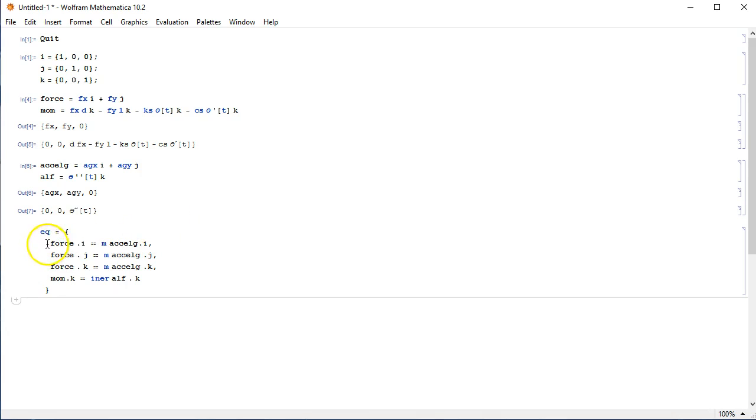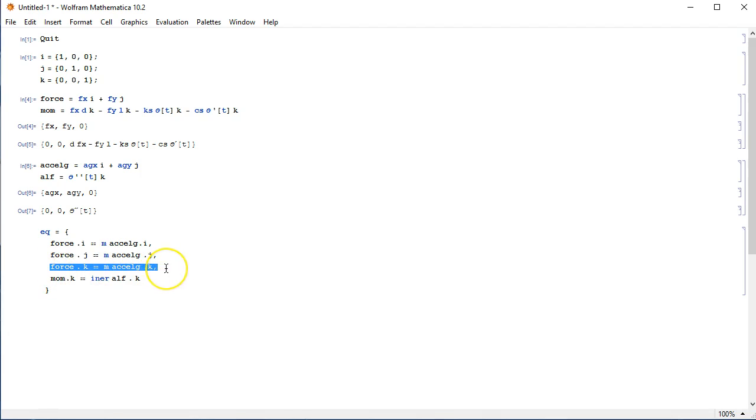So the first one here is the summation of forces. And if you notice there's a period there, then I, that's how you tell Mathematica to take the X direction of the force. So this is the summation of forces in the X direction. Those are two equal signs because this is an equation. And so the force in the X direction is equal to mass times acceleration of G, also in the X direction. See the dot I.